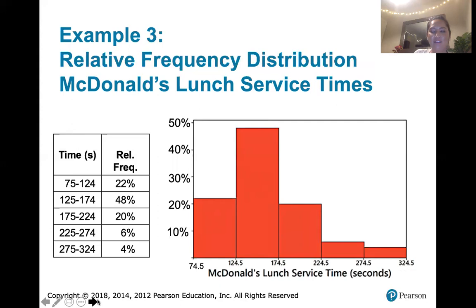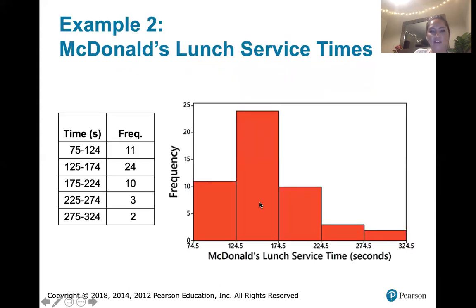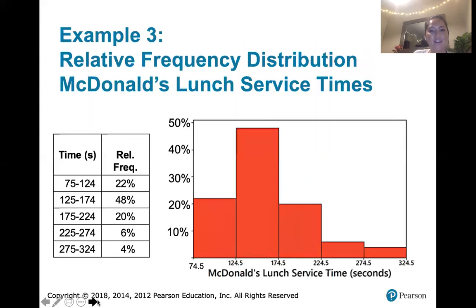Notice that this graph is almost identical to the graph on the last one. Look at that picture. And now look at that picture. They're almost identical. The horizontal axis is exactly the same. The only thing that's changed is that rather than having frequencies on the vertical axis, we have relative frequencies on the vertical axis.